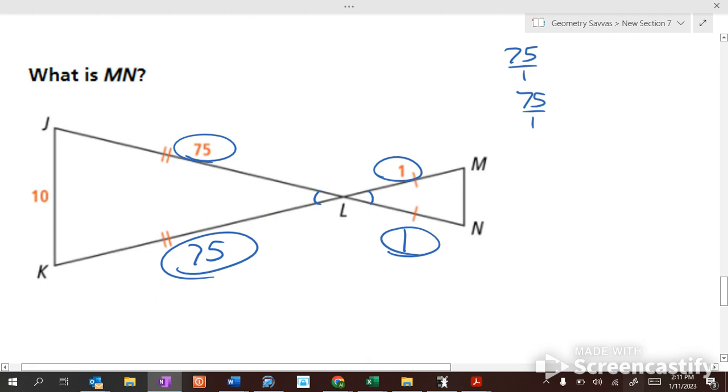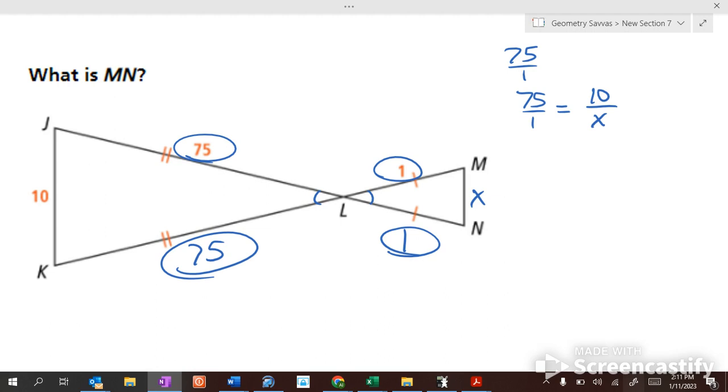What is a proportion? Well, it's a 75 to 1 ratio. The 10 is on the 75 side. If we make this an X, it's on the 1 side. Okay? So now we have to solve my proportion.